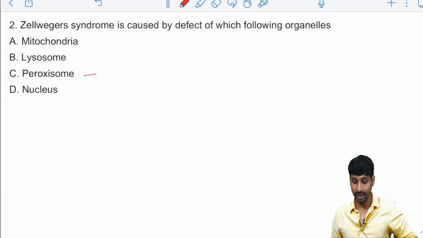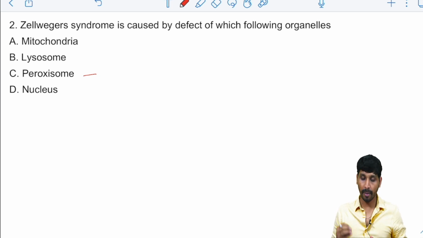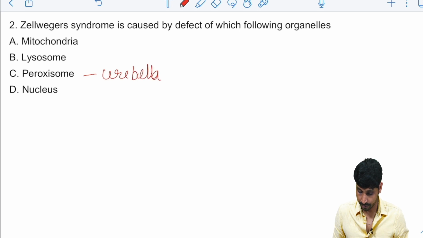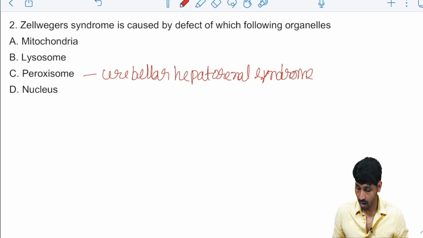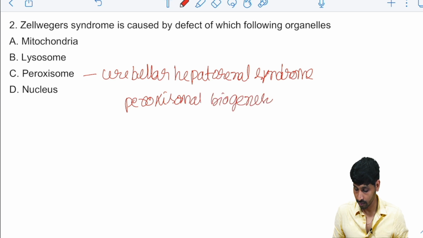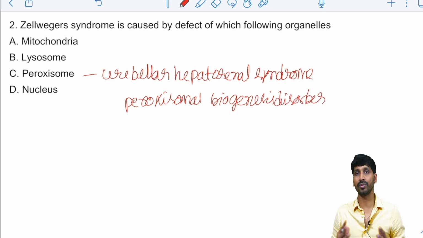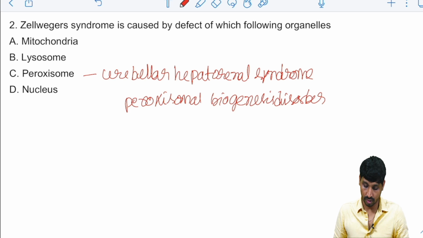And coming to the second question: Zellweger syndrome is caused by defect of which of the following organelles? So remember, peroxisomes. This Zellweger syndrome, otherwise known as cerebrohepatorenal syndrome, otherwise peroxisomal biogenesis disorder. This is a defect of genes which are required for normal structure and functioning of peroxisomes. That's why there will be no formation of peroxisomes or malfunctioning peroxisomes, right? So that is the reason. Zellweger syndrome is always related to peroxisomes. So the correct answer is peroxisomes.